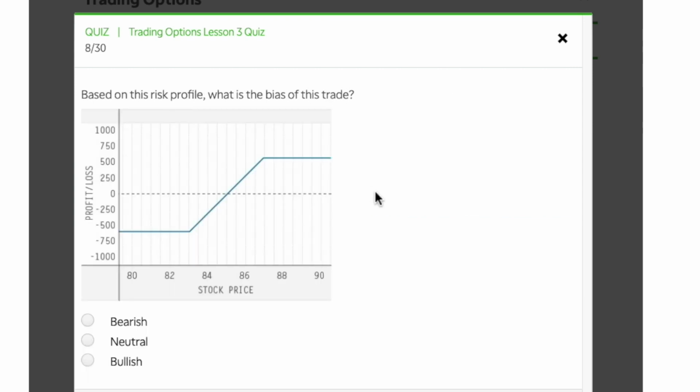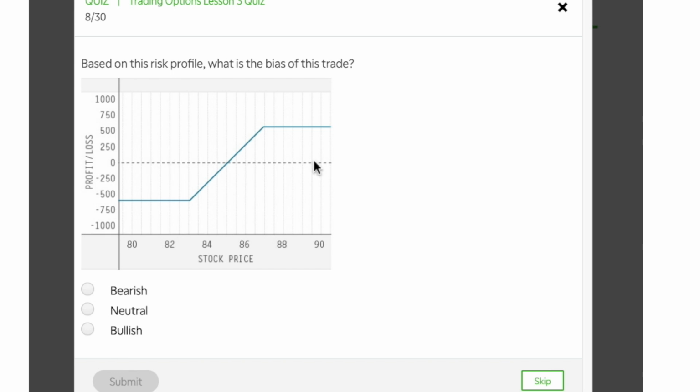Based on this risk profile, what is the bias of this trade? The bias of this trade is bullish, because when it's bullish, you'll make money. If it's bearish, you won't make money.